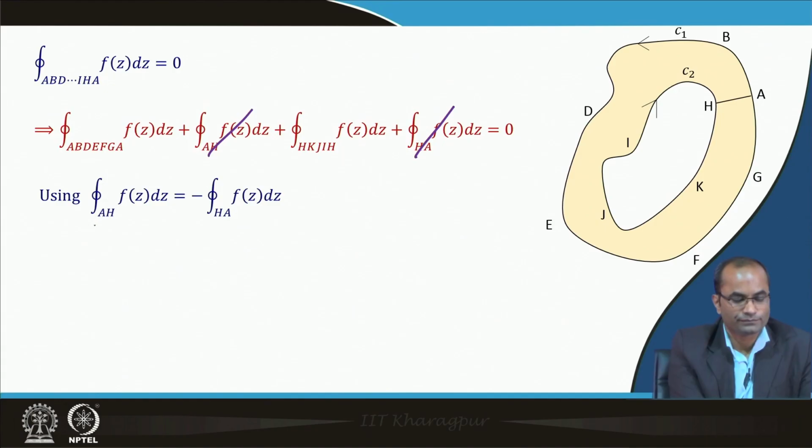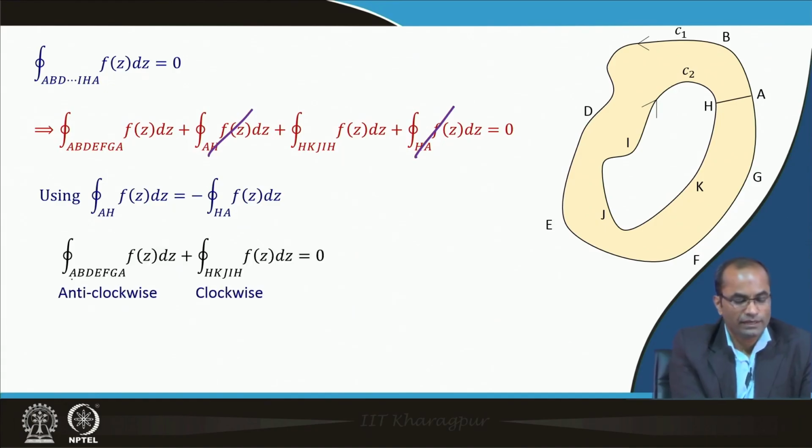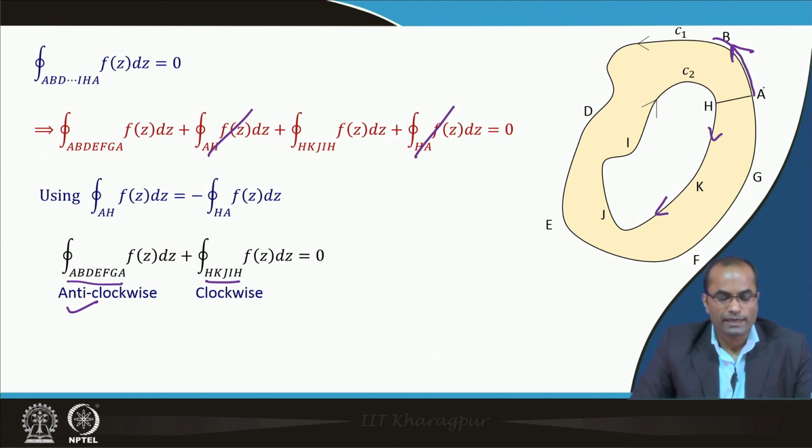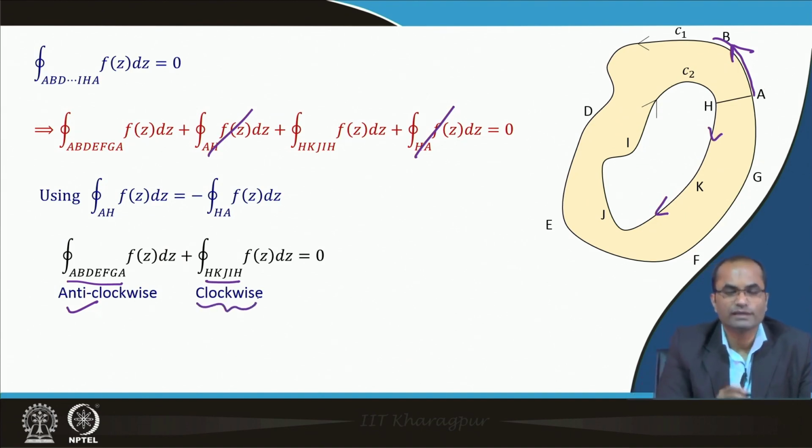So, the first one, we have A B to A. So, A, we are going up to B in this direction. So, anti-clockwise direction, A B to again get back to A, that is the curve C1 there. Then we have the inner one H K. So, here we are going in this direction. So, H K I J I and H again. So, this is in the clockwise direction.